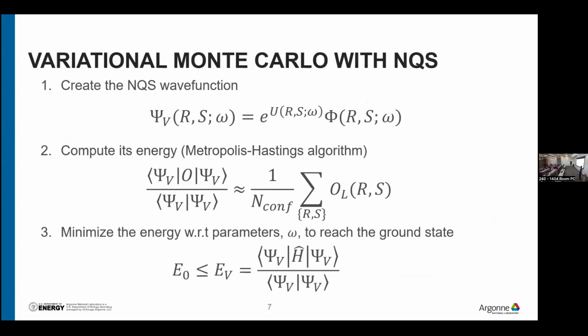The actual way in which we are training this neural network becomes important now. And this is really just a subset of variational Monte Carlo.